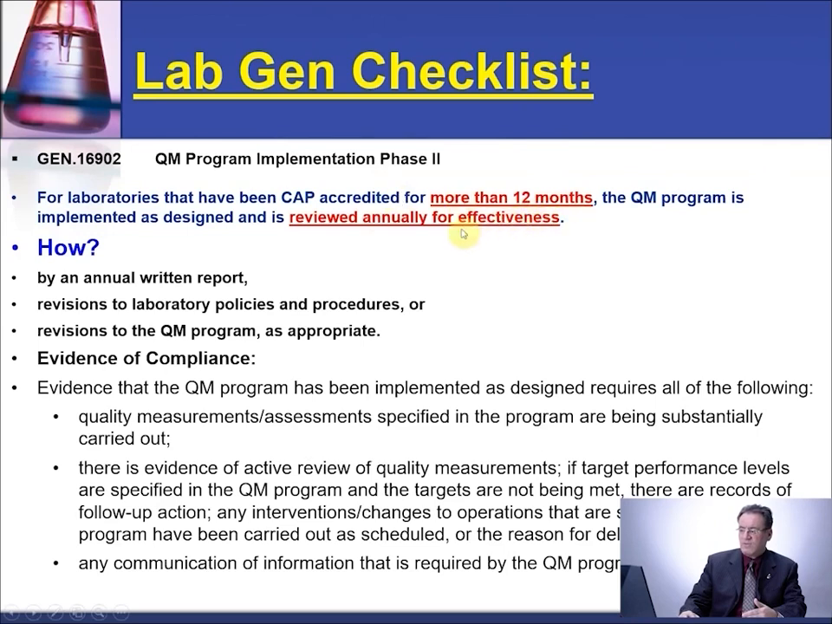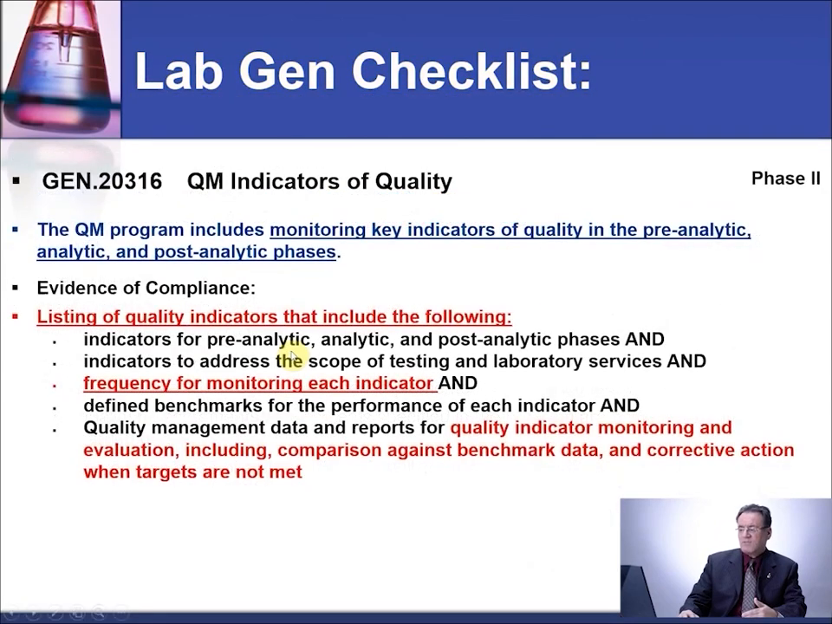You need to take care of that. How do you comply with it? By annual written report, revision to the laboratory policy and procedure, revision to QM program as appropriate, and that's how you comply with this standard. The next one is GEN.20316, QM indicators of quality.